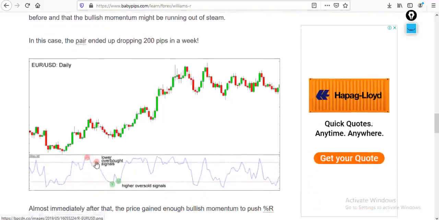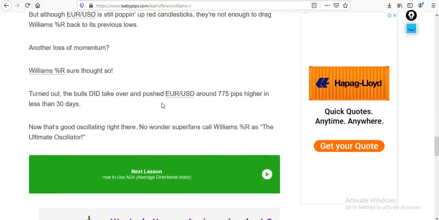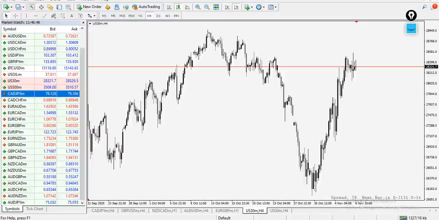This is the daily chart, and see how price tumbled down. This green, to the bottom side here, shows the market has been oversold, and what happened? Price rose back up. That's basically how to use the Williams percentage range oscillator. Let's look at the live chart to see how we can incorporate it.